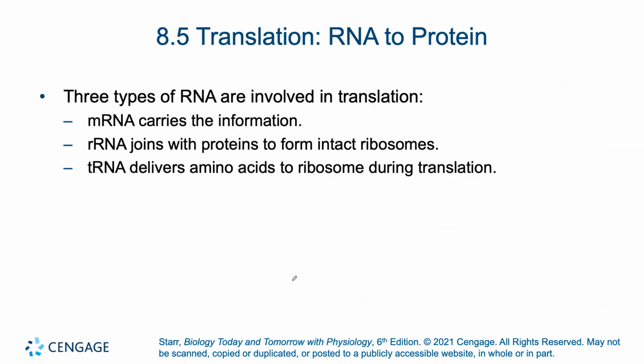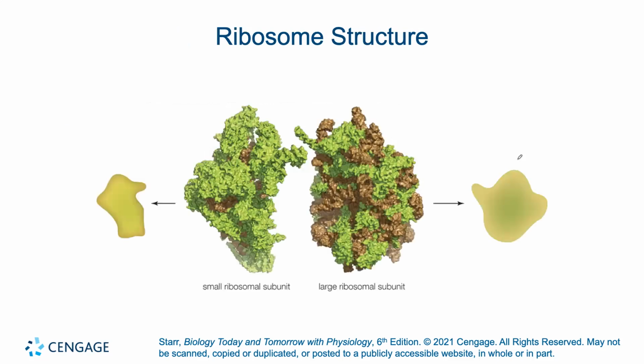3 types of RNA are involved in translation. The messenger RNA has the information. The ribosomal RNA is a structural component of the ribosome, and the transfer RNA delivers the amino acids to the ribosome. Ribosomes have a large and a small subunit. There's the large subunit, there's the small subunit, and the message would go between them. That would be the messenger RNA. Kind of like a hot dog bun and a hot dog.